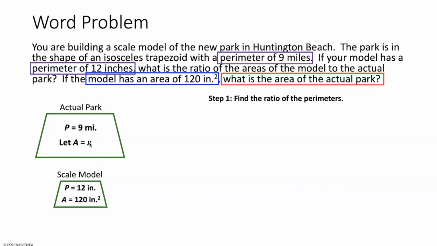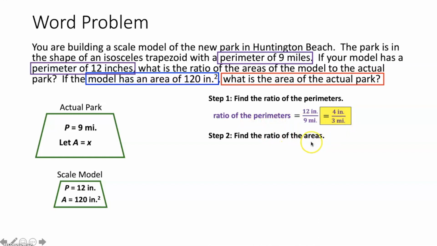First, we want to find the ratio of the perimeters. Now, to find the ratio of the perimeters, what we're going to do is take the perimeter of our scale model, 12 inches, and put that over the perimeter of our actual park, 9 miles. We then simplify that down. We get the ratio of the perimeters is 4 inches to 3 miles. We can then use the ratio of the perimeters in order to find the ratio of the areas. Remember, to find the ratio of the areas from the ratio of the perimeters, you just square the ratio of the perimeters. So 4 squared over 3 squared is going to give you 16 over 9. That would be the ratio of our areas.